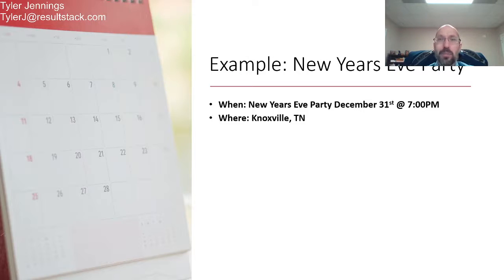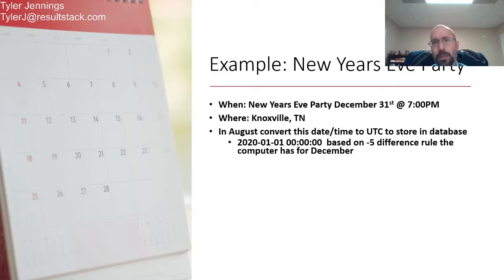So let's consider the example where we want to plan a New Year's Eve party. Let's say we're planning this New Year's Eve party December 31st at 7 p.m. We're going to do it in Knoxville, Tennessee, just as an example locale that wants to make this change. And let's say somebody tells you, well, just use UTC. UTC solves all your problems. We convert this December 31st at 7 p.m. to UTC, and we store it in the database. And we do that in August. We're planning several months in advance.